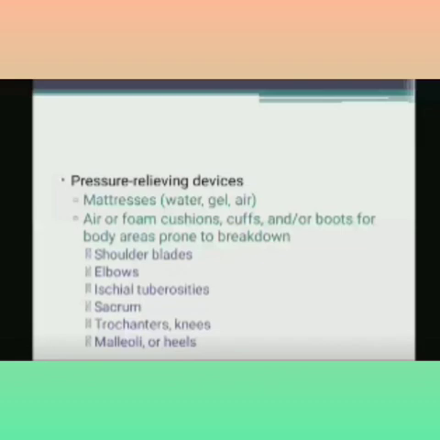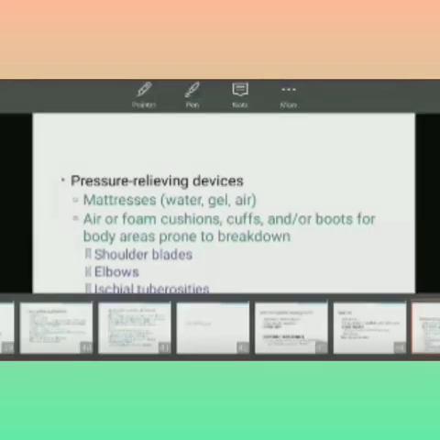These cushions, cuffs, or boots are used for different parts of the body. There are cushions for the shoulder blade, elbow, ischial tuberosities, sacrum. For the malleolus, they can use the pressure relieving boots. So these are things which can be used. You can see these pictures. If you open up the book, you can see different pictures of these pressure relieving devices, the silicone.